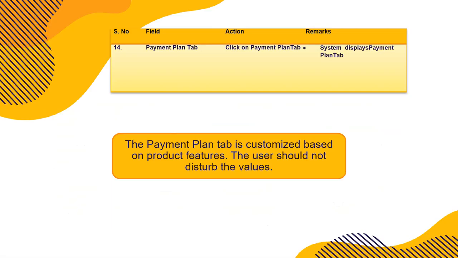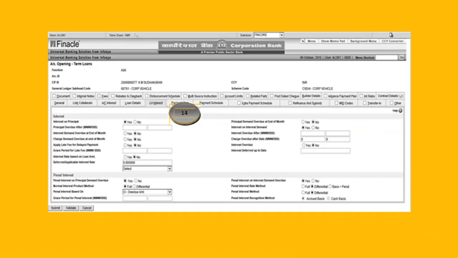Payment plan, system displays payment plan, amortization schedule would be displayed. Payment plan tab is customized based on product features. User should not disturb the values. So this is the screen here. Don't change any field. This is automatically populated as per the types of loans that we are opening, right? Collect interest, yes. Period interest, no. Whatever you want to make it, right? Principal demand overdue, that has to be no also, right?